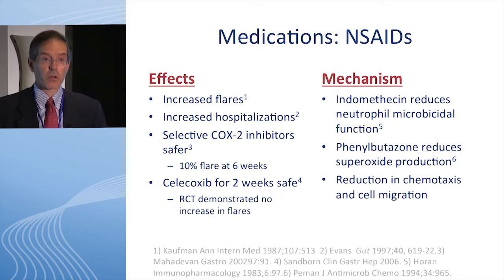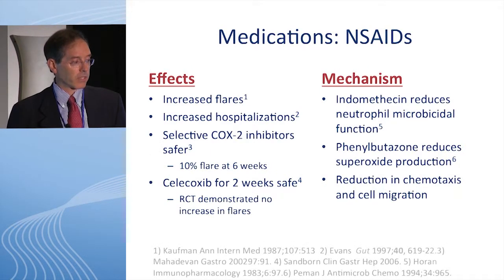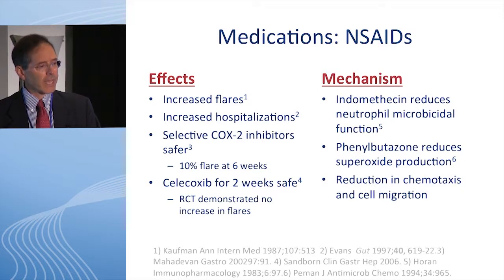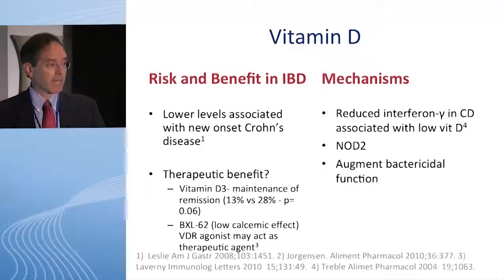When we look at nonsteroidals, I think we're all familiar with this, they increase flares and increase hospitalizations. The selective COX-2 inhibitors are safer, and placebo-controlled trials have suggested this. Why is this? Well, perhaps we take them in part because they reduce neutrophil function. And so again, it's a hit to the innate immune system. There are lots of things they do, so I'm doing a little bit of cherry picking by saying this, but they reduce chemotaxis, cell migration, and superoxide production. And so we may be impairing the innate immune system, which is good if you've just injured your ankle, but if you have Crohn's or ulcerative colitis, that may not be what you want.